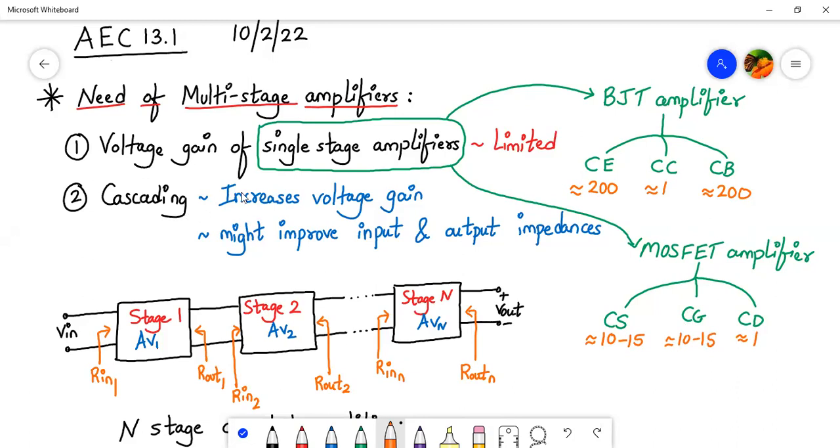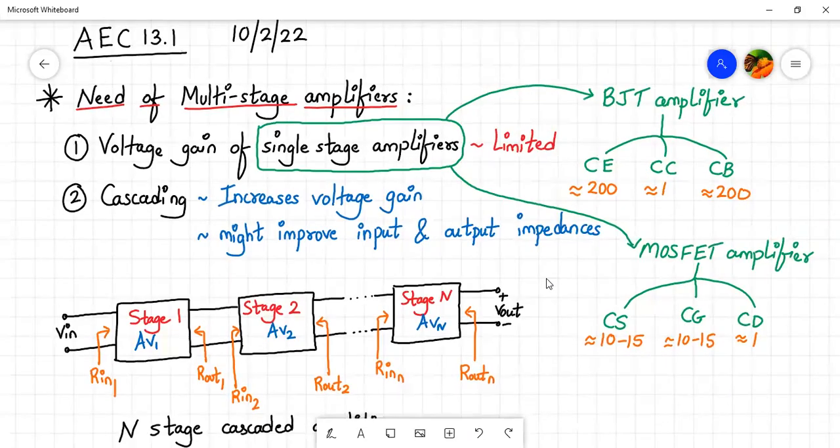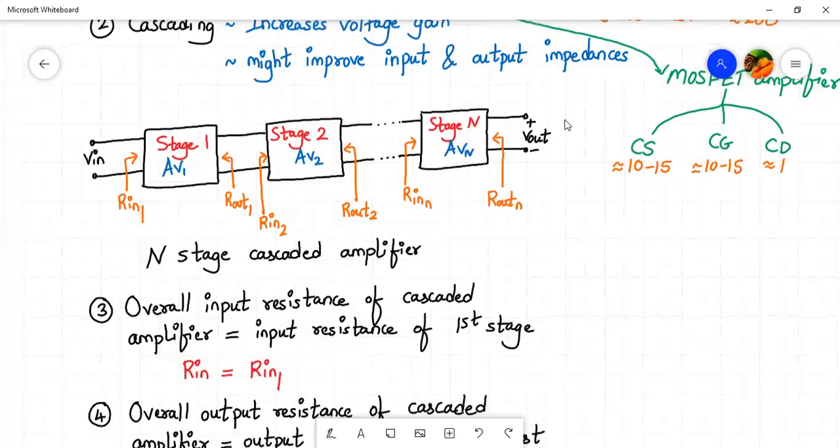So cascading will increase the voltage gain, and it might also improve the input and output impedance of the entire circuit. So that's the motivation to study the multi-stage amplifier. Here we see an N-stage cascaded amplifier. Cascaded means connected one after the other. So this is my stage 1 providing a gain of AV1, followed by stage 2 providing a gain of AV2, and in a similar manner, we can have stage N providing a gain of AVN.